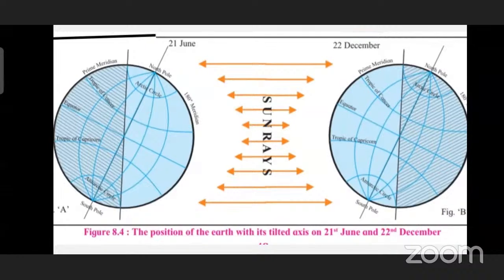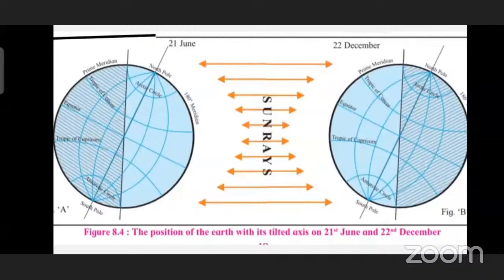Northern Hemisphere. Yes, northern hemisphere. I have asked about the hemisphere, so you will answer like this: The northern hemisphere is having the longest daytime on 21st June. Okay, now the next question is, which hemisphere will have the longest night on 22nd December?